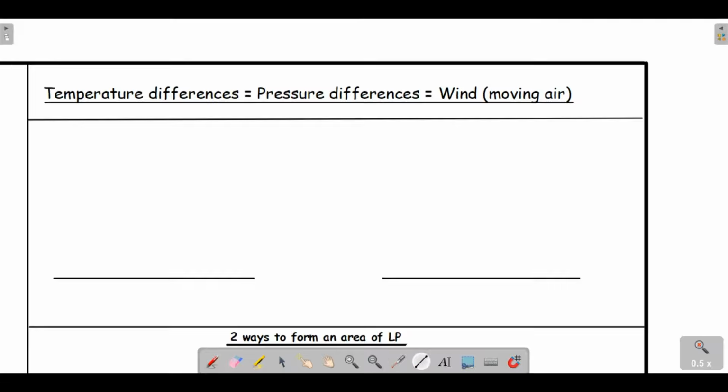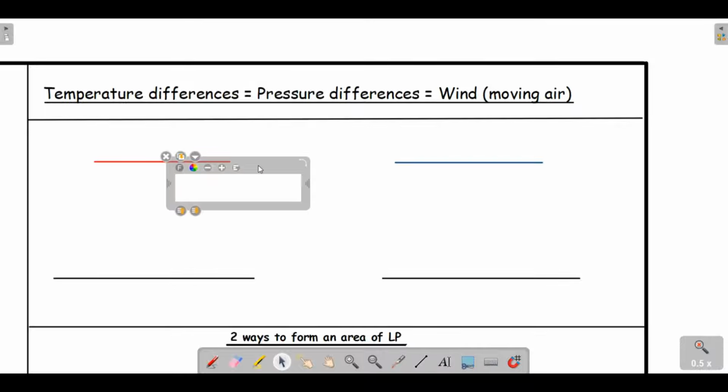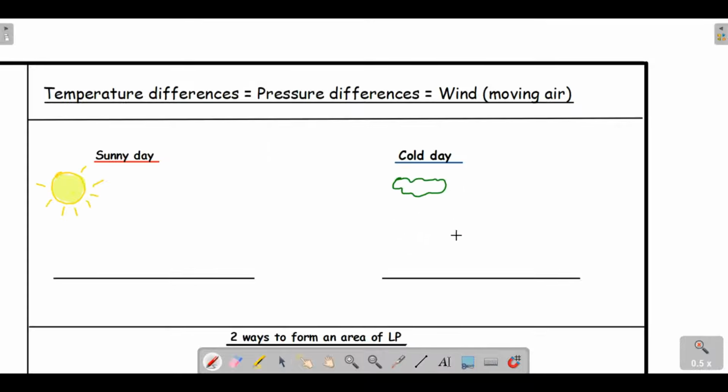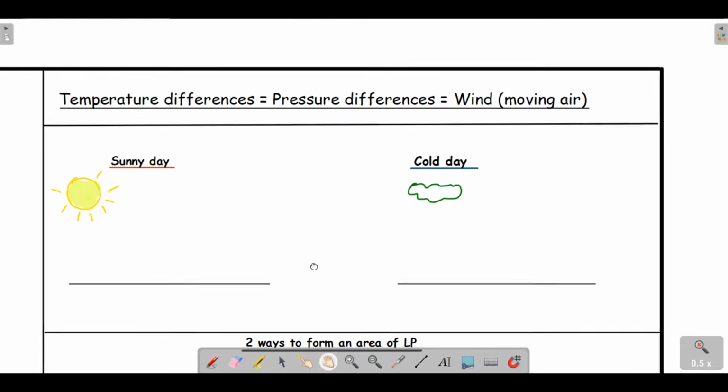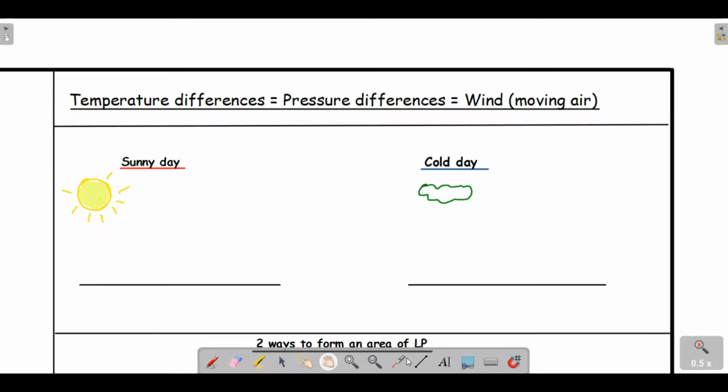Meaning which, if let's say on the left hand side there's a sunny day, and then on the right hand side it's a cold day, low insolation received on the right hand side. Okay, so I've tried to draw a cloudy day over there on the right hand side, right? So on a sunny day, we said that the sun emits its solar radiation.